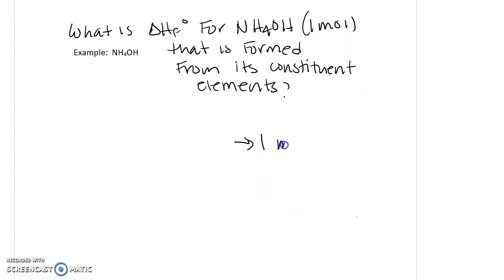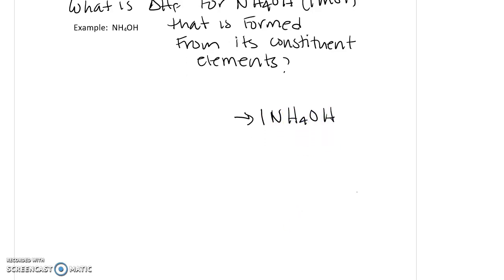So if we want 1 mole of our ammonium hydroxide, what are the constituent elements? That's what I really wanted to point out here. We could look up this delta H of formation in a table in the appendix. When I ask what is the delta H of formation for ammonium hydroxide, I'm not going to calculate that, I'm just showing you that you would look that up in the table. What I want to point out is the constituent element part.